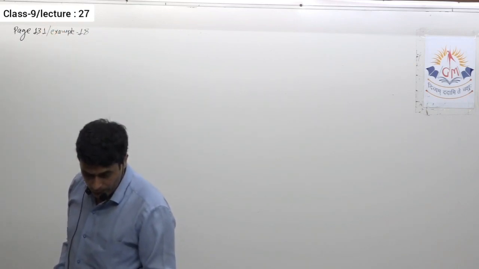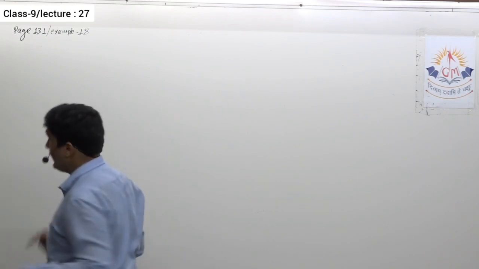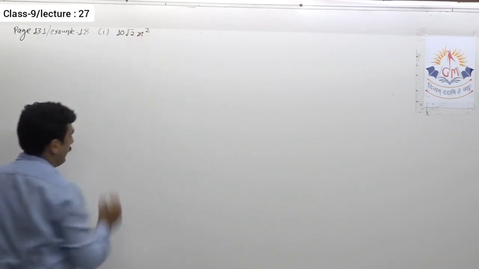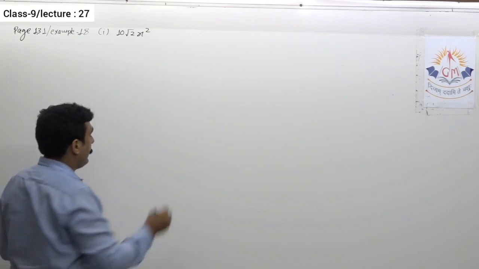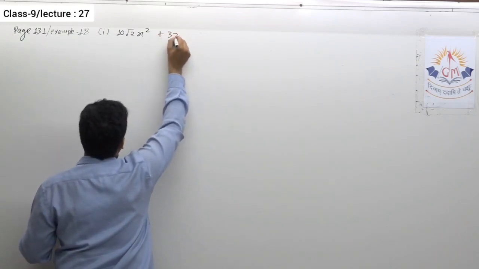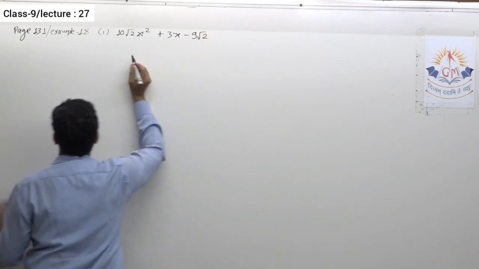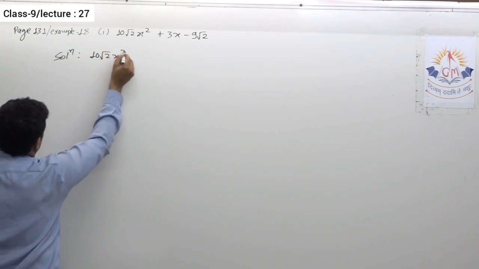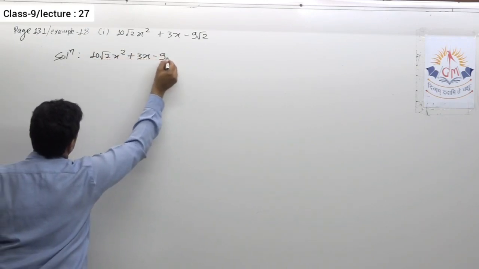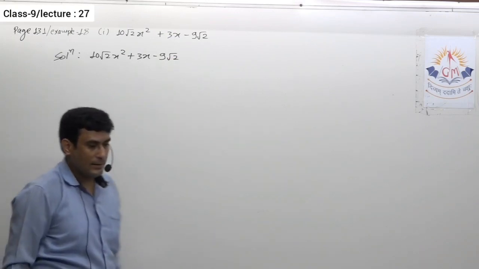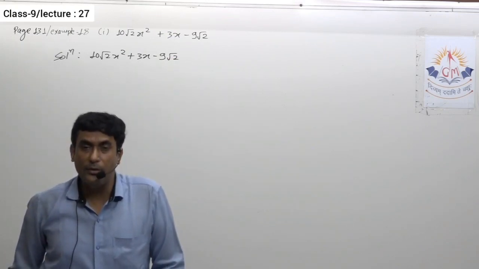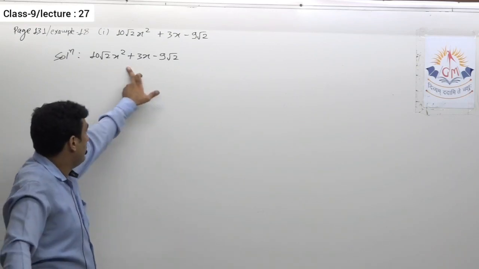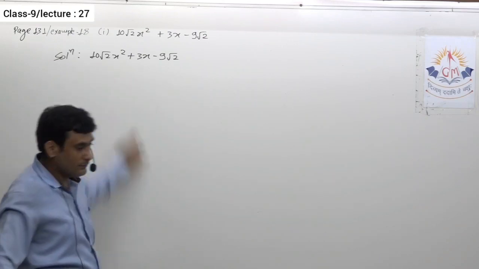The first one is 10 root 2 x square plus 3x minus 9 root 2. So we have to find the factors of this. Okay, so the very first thing that we always do in this type of question, where we have to find the factors of a quadratic polynomial, is check that it is in the standard form with the first term positive. Okay, these two things we check.